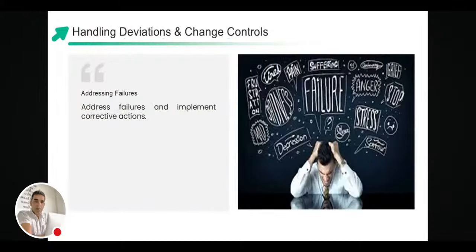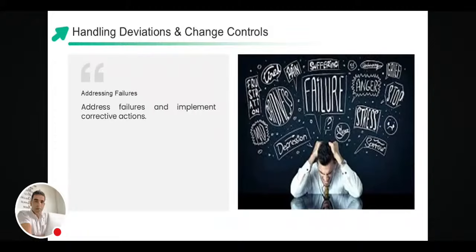If any failures occur during the qualification process, they must be thoroughly investigated, and appropriate corrective actions should be implemented to resolve the issues effectively. Additionally, if any modifications are made to the originally approved protocols, they must be handled through a formal change control process. All changes should be properly documented and approved to maintain regulatory compliance and ensure the overall integrity of the qualification process.